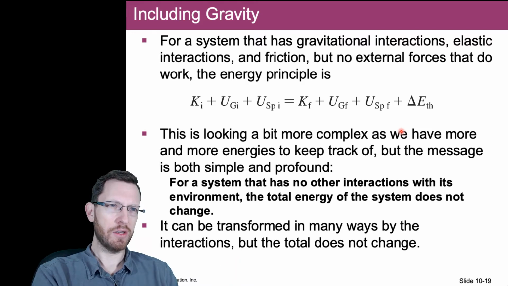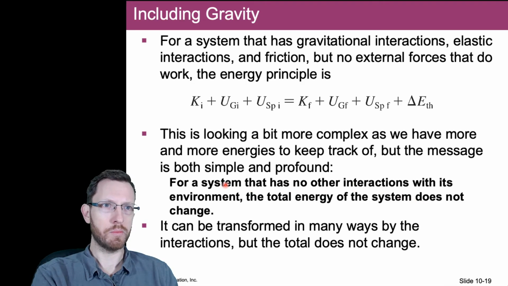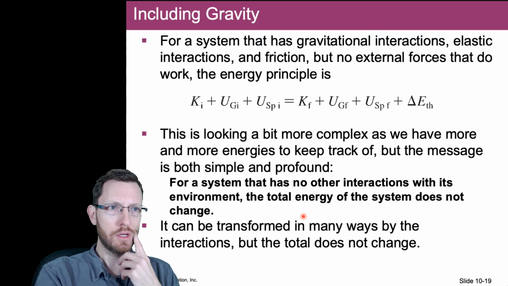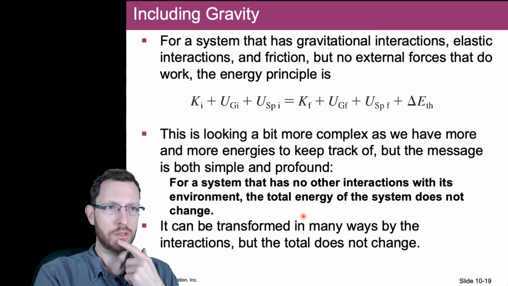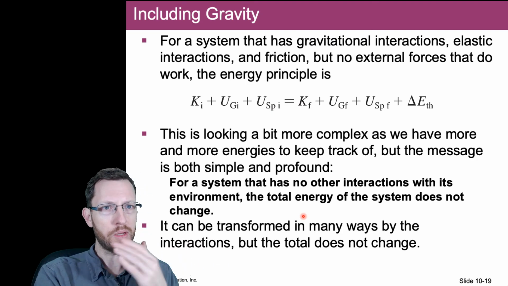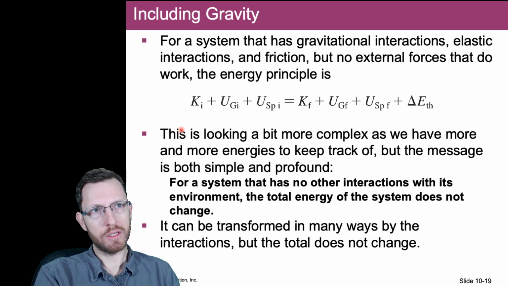So as we're adding in all of these different terms, this energy principle equation is starting to look more and more complex as we have more different types of energies to keep track of. But the message is simple and profound. For a system that has no other interactions on it, the total energy of the system does not change but is conserved. It can be transformed in many ways, but that total is always a fixed value, and that's the key thing that we're pointing out here.